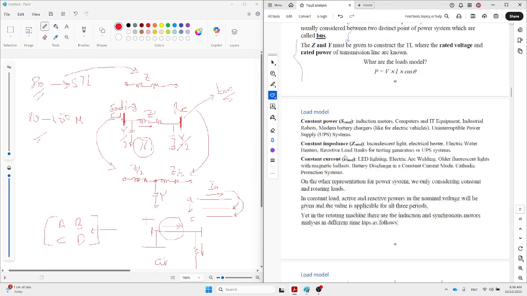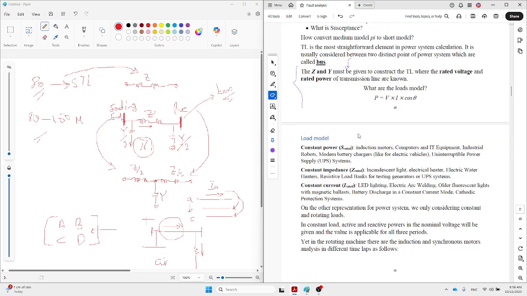We have three types of load. One is the constant power, where P plus jQ is constant. Most of the loads we have come in this way. The other one is the constant impedance, the same as the heater. A water heater comes in the impedance form.